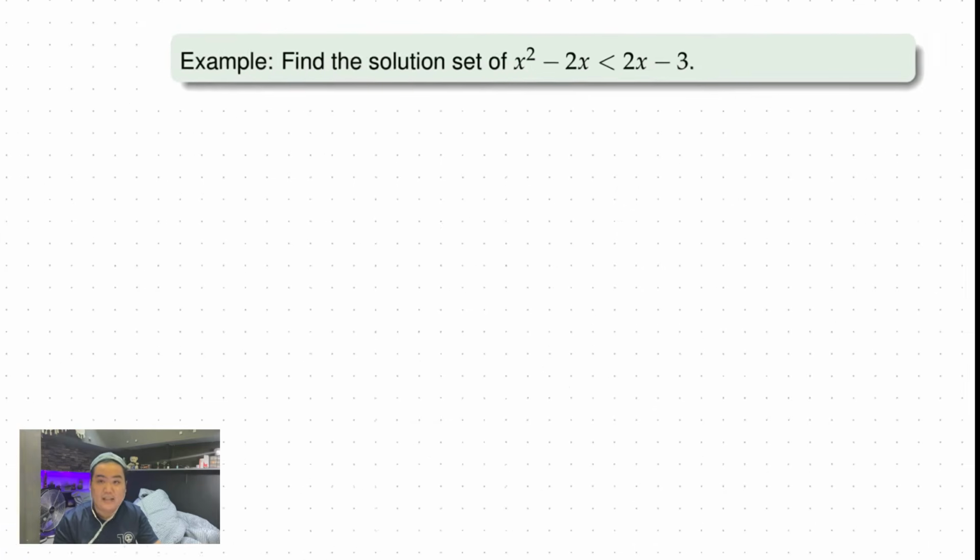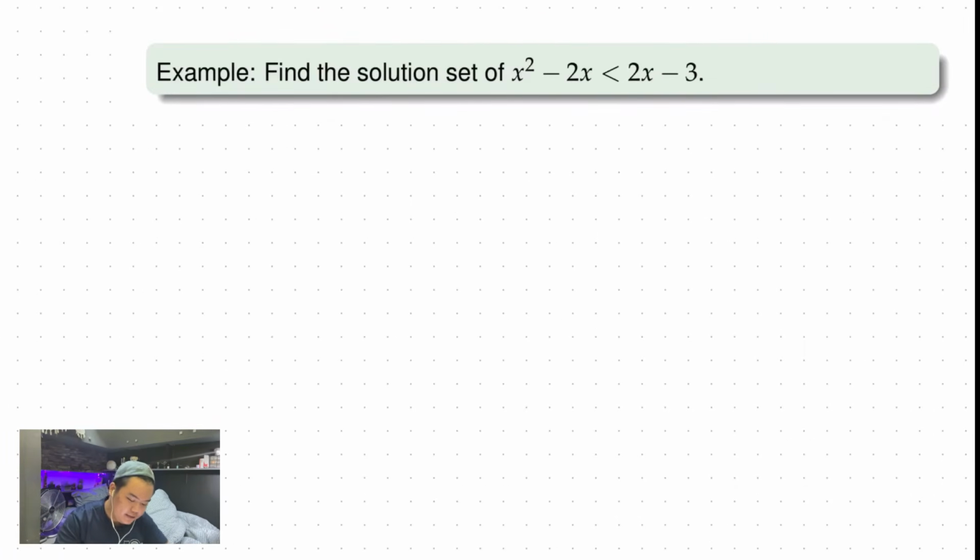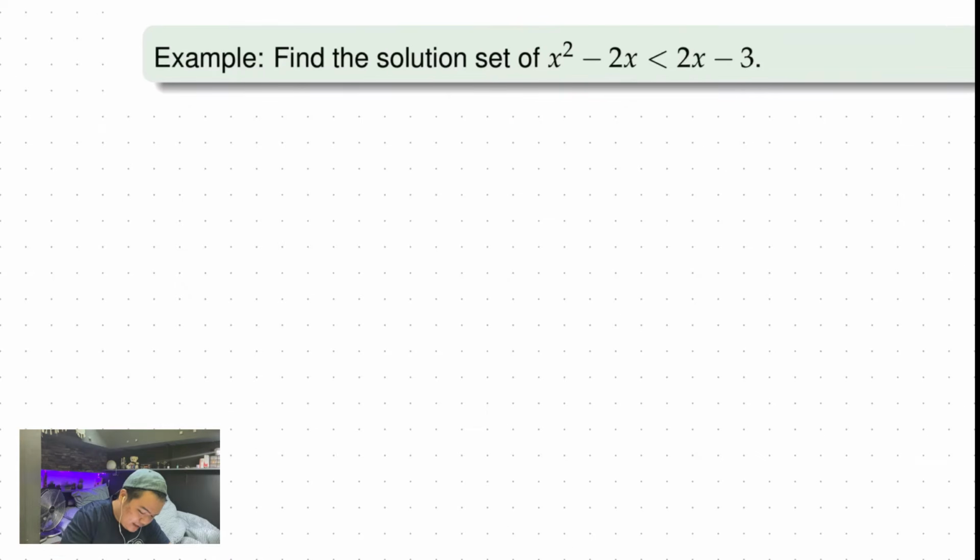So, ang gagawin lang natin, lipat-lipat lang. Okay? For this example, gawin natin yun. So, ang first step, kailangan 0 yung kabilang side. So, ililipat natin lahat sa left or sa right. So, para masanay ako na sa left nililipat lahat. So, minus 2x plus 3 less than 0. Lipat to sa kabila, lipat to sa kabila. And then, simplify lang natin.